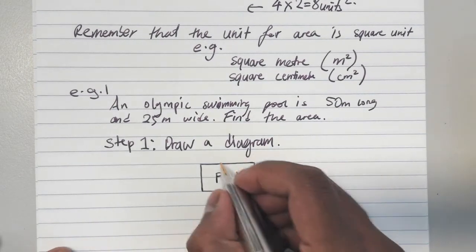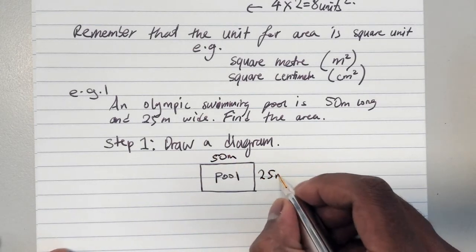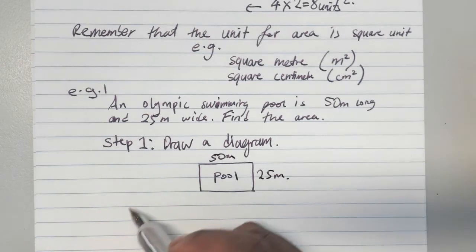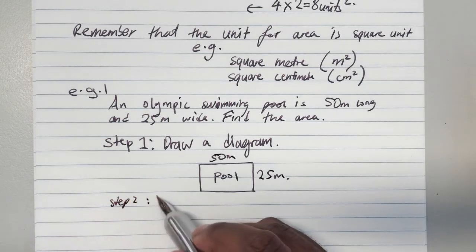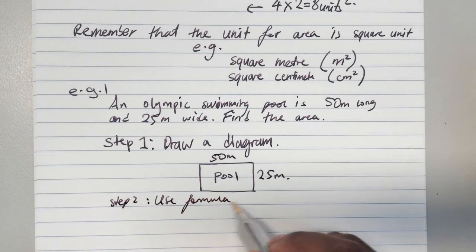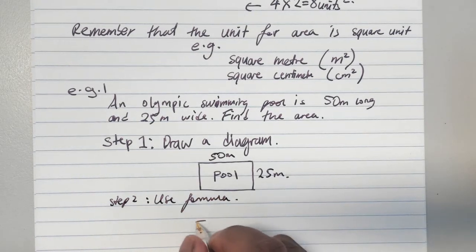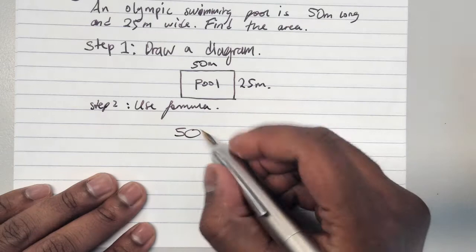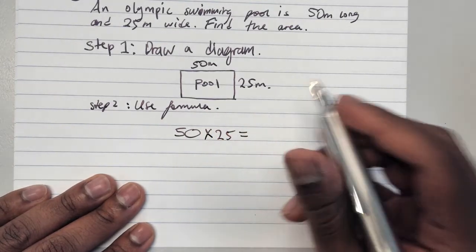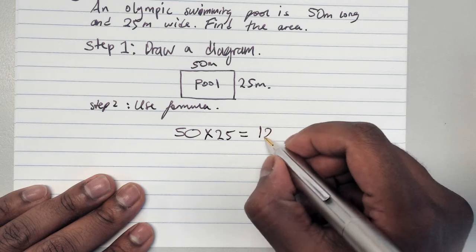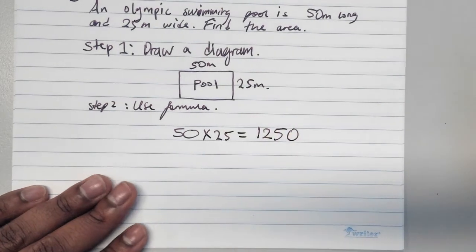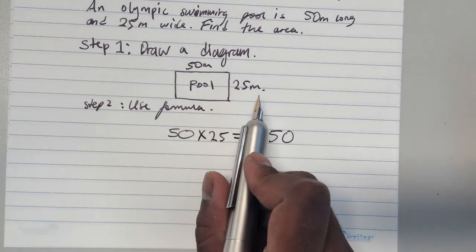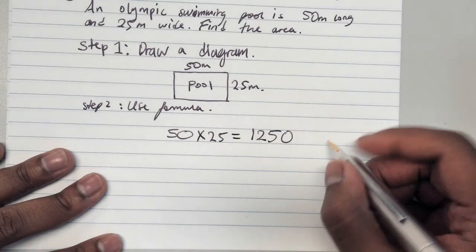Alright, so the pool is 50 meters by 25 meters. Step 2, use formula. So 50 times 25 will give me 1250. Now I need to make sure that my units are the same. That's meters and that's meters. So when you multiply something by itself, you can go that number squared. So same with this, meter squared.